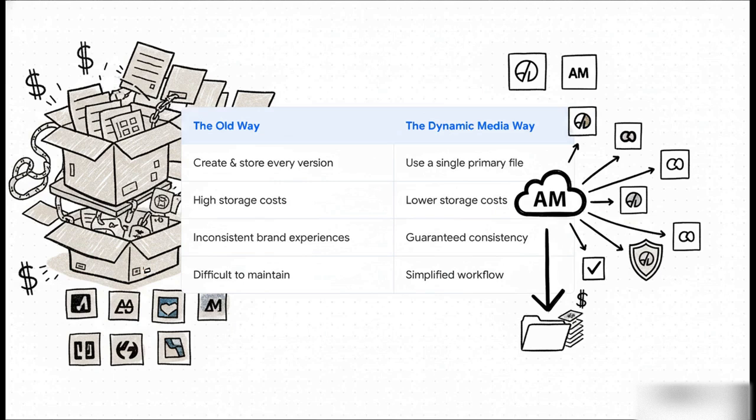What about the dynamic media way? It just flips that whole script. You're working with one primary file. That's it. Your storage costs plummet. And, this is the big one, you get guaranteed brand consistency every single time.